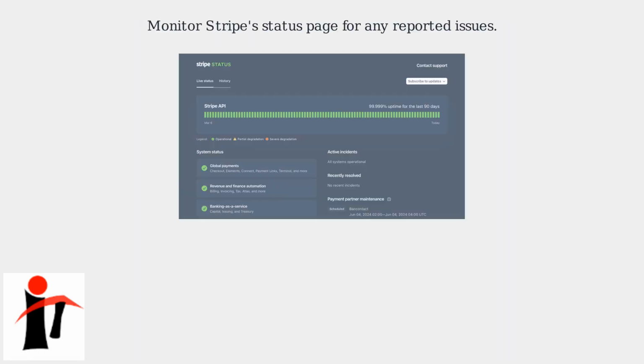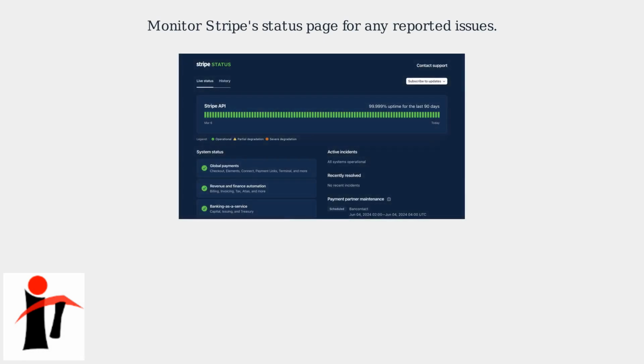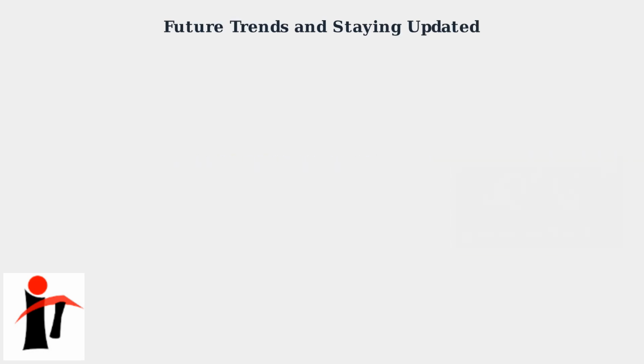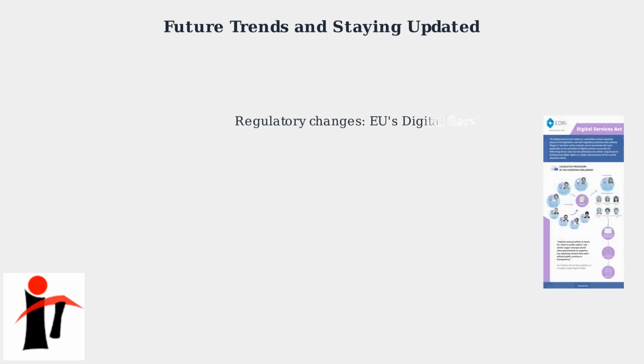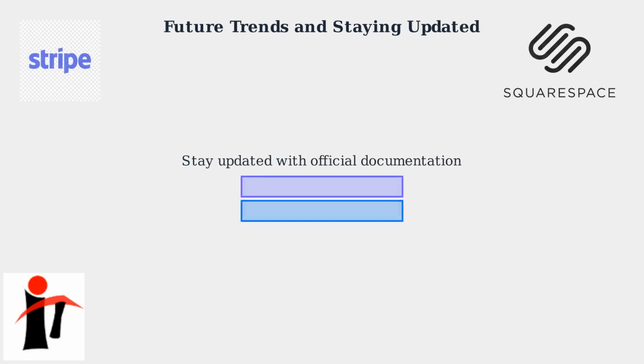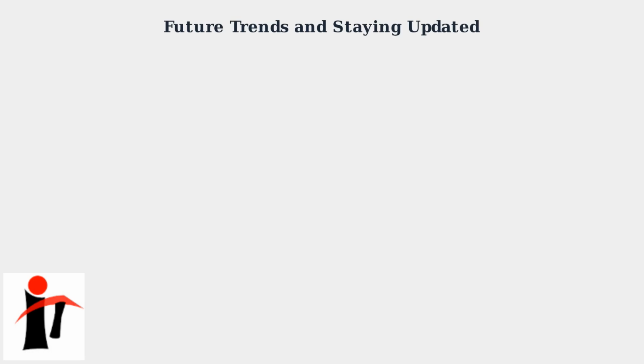Regularly monitor Stripe's official status page to stay informed about any reported outages, maintenance schedules, or service disruptions that might affect your integration. Keep an eye on future trends like AI-driven personalization in checkouts and expanded crypto support. Regulatory changes such as the EU's Digital Services Act may also impact integrations. Stay updated with both Stripe and Squarespace's official documentation and announcements to ensure your setup remains optimized and compliant. The trend leans towards frictionless commerce with more automated integrations.